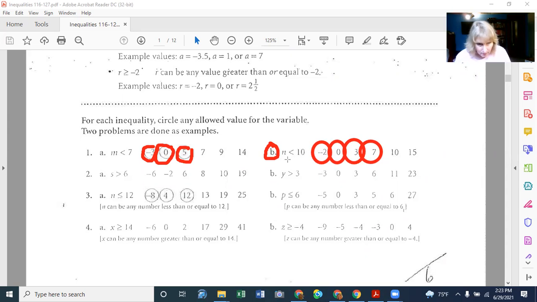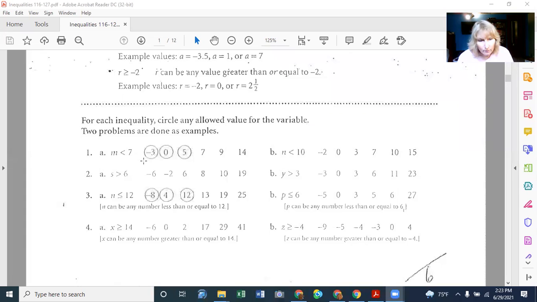Let's look at number 4A. Let's clear this and go to 4A at the bottom here. It says X is greater than or equal to 14. Why did I say equal to 14? Because the little line is under the greater than sign. So X is greater than or equal to 14. Now we have to find all numbers that fit that criteria.